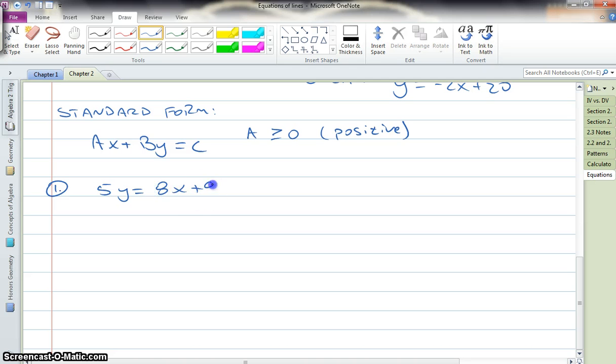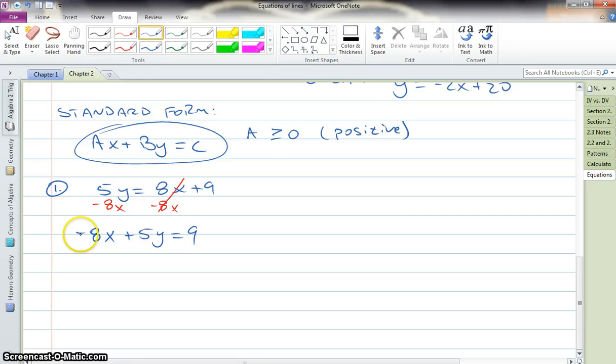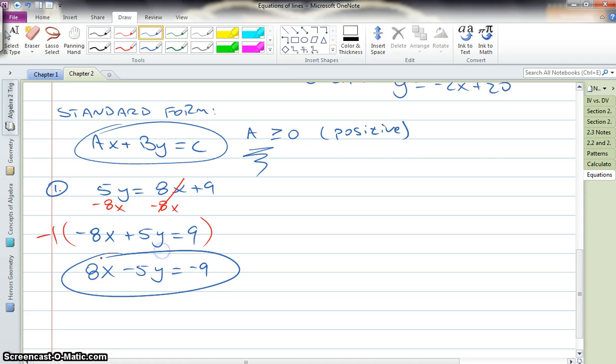5y equals 8x plus 9. So we need it in this form. So let's get my x term over there. All right, so now I have -8x plus 5y equals 9. Now, I have it in the form I want. I have my x's, my y's, equals my constants. Now, however, a is not positive. So to get rid of that negative, I have to multiply everything by -1. And that causes me to have 8x minus 5y equals -9. And that's your solution. Your b and your c are allowed to be negative. However, your lead coefficient of a cannot.